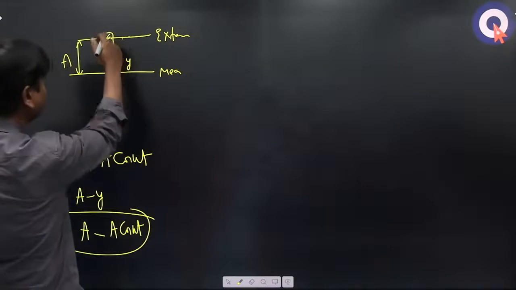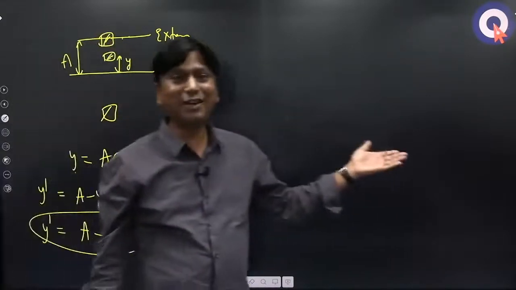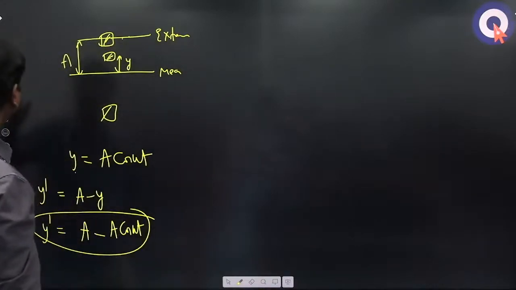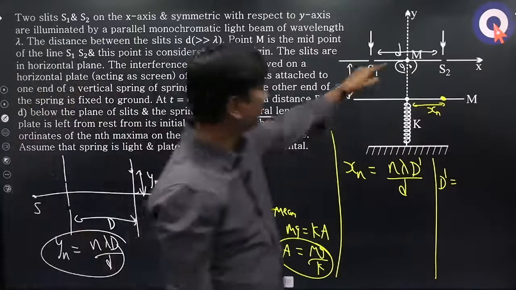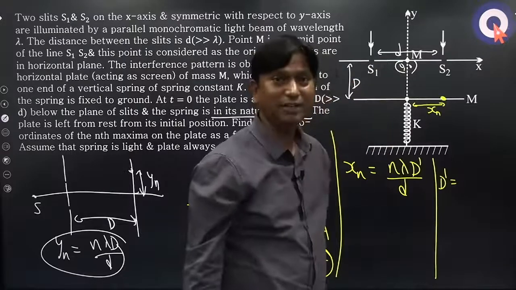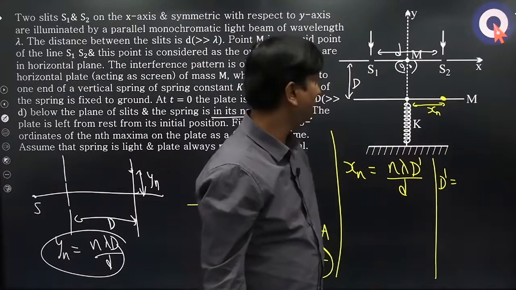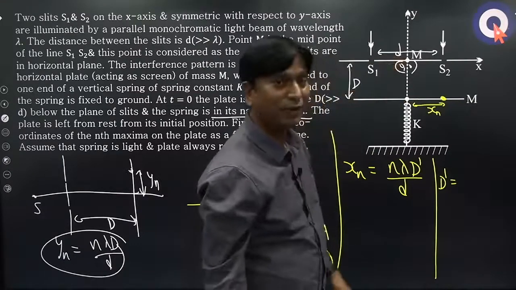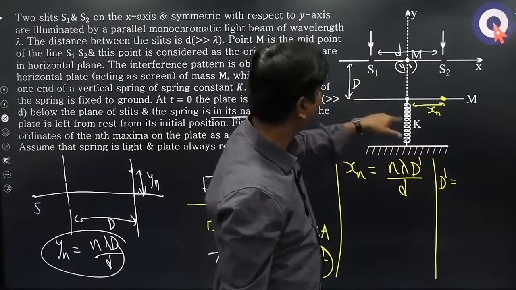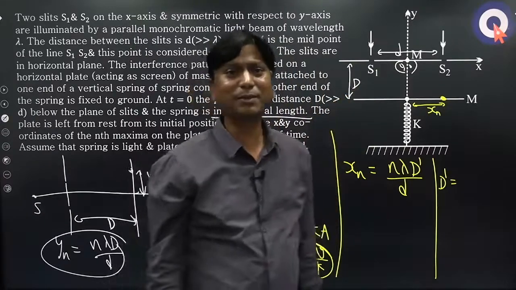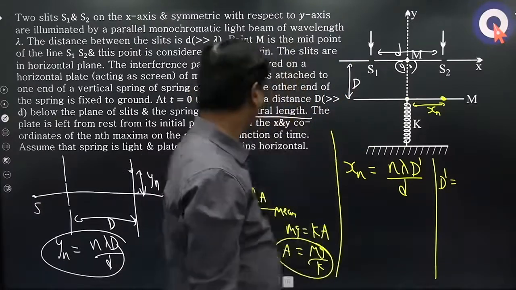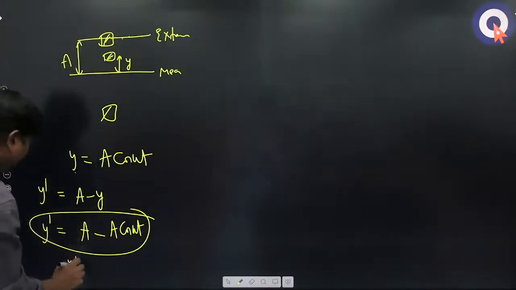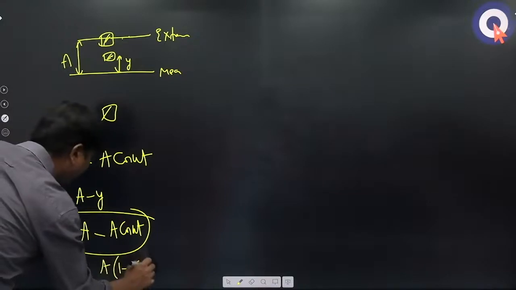Why do I want to write from the extreme position? Because finally I have to take the D dash from here. That is the main thing. That is why I have to get the distance of this plate from this point. First I will take it from the extreme position, because if I add the capital D already, the problem is solved, right or not? Come on, so simple: y dash is equal to A into 1 minus cos omega t.